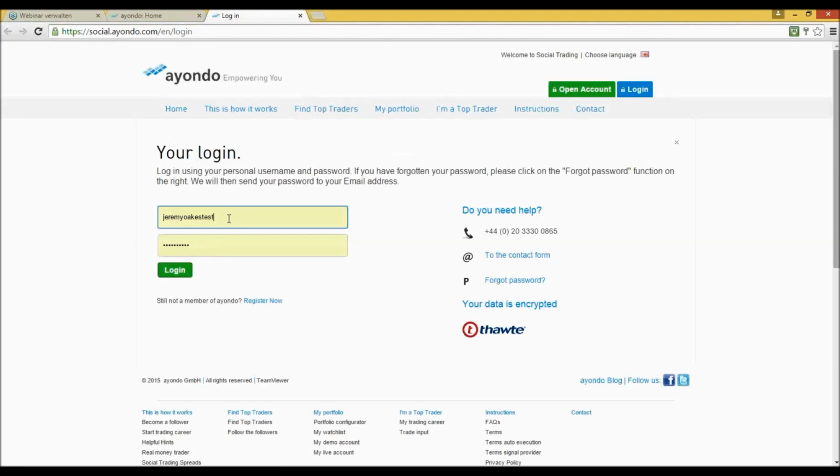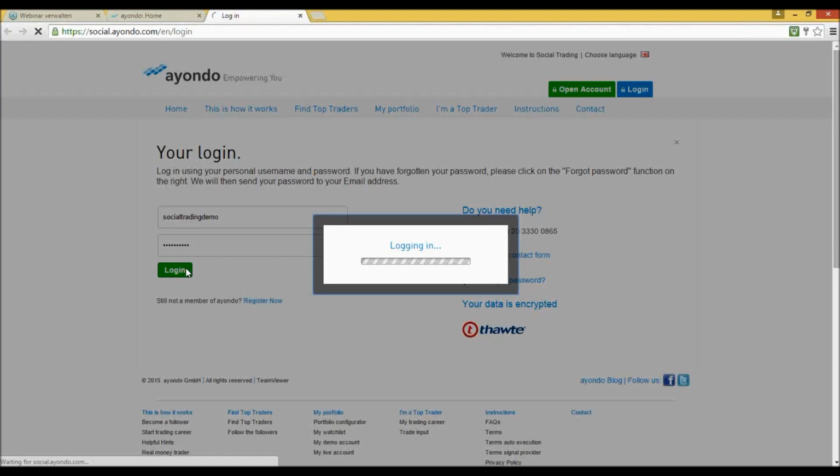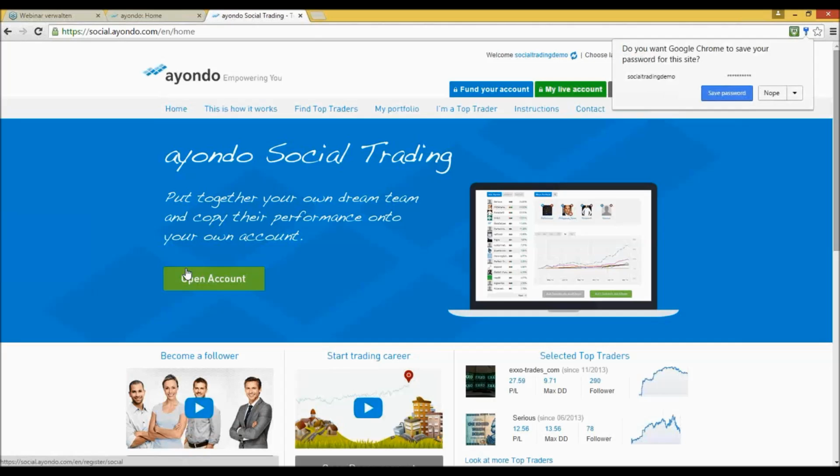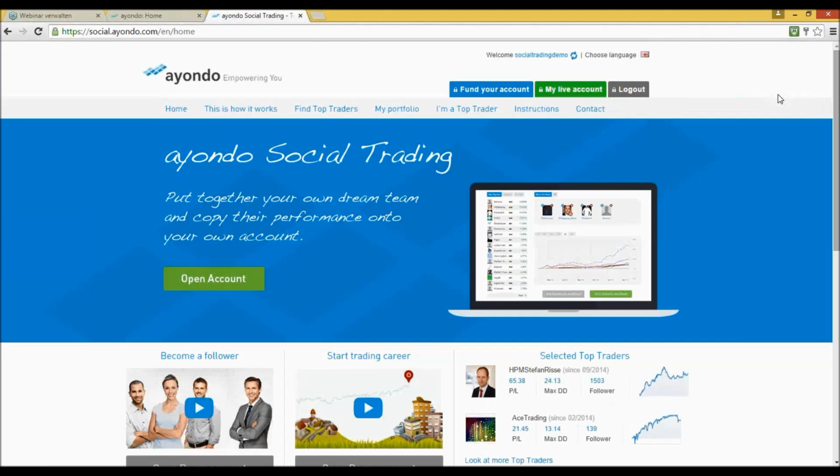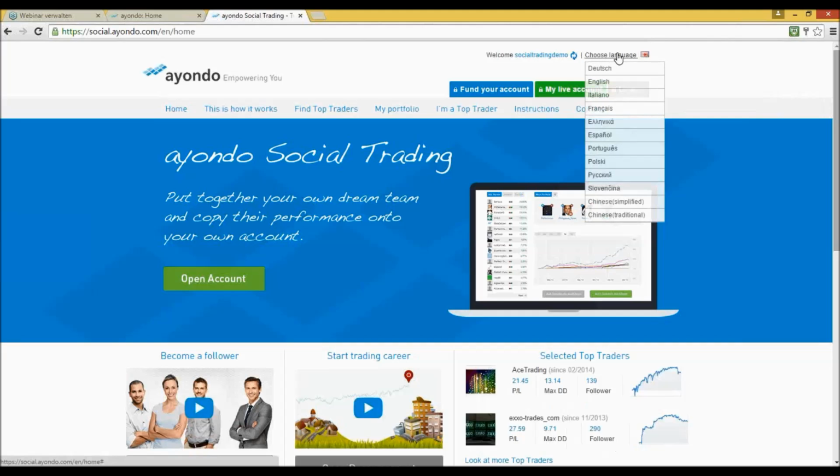So once you've clicked social trading, it will take you to your login page. In here you need to fill out your username, which was emailed to you. So I'll just enter all of my details. And then once you've entered your details, just press login. And it'll take you to the social trading platform. So now you'll see in the top right hand corner, it'll say welcome and then your username. You can then select a language of your choice. There's various different languages, quite extensive, from Dutch to Chinese, English, French, Portuguese.